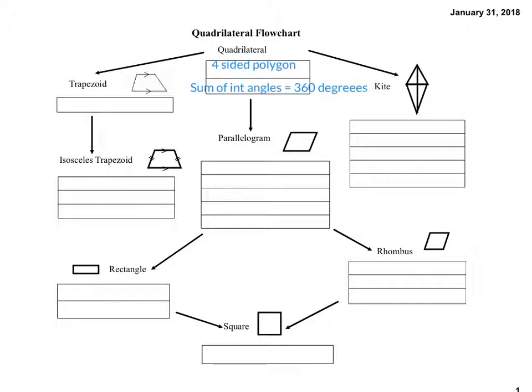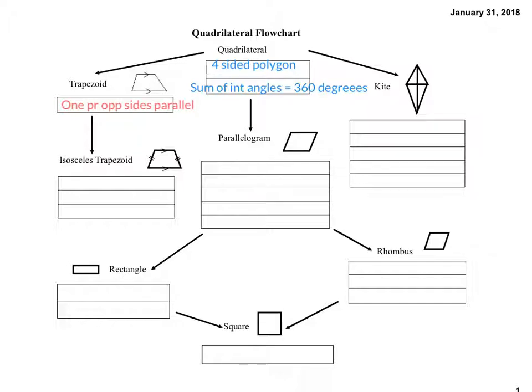So we've established that it's a quadrilateral because it has four sides, and we know the sum of the interior angles is 360. Going further to try to identify what type of quadrilateral it is, if we can prove that one pair of opposite sides is parallel, only one pair, then we can prove that it's a trap. So going to the left, we can prove one pair of opposite sides parallel.